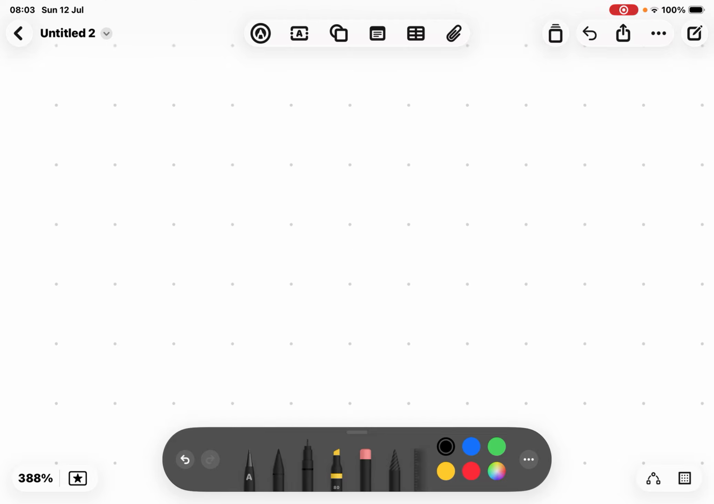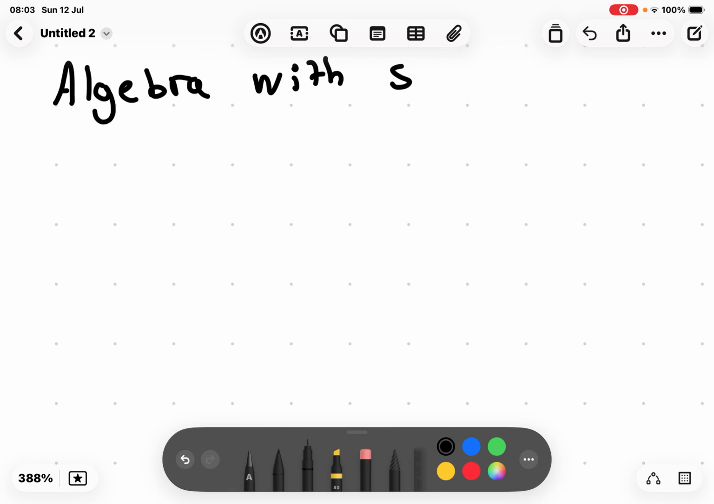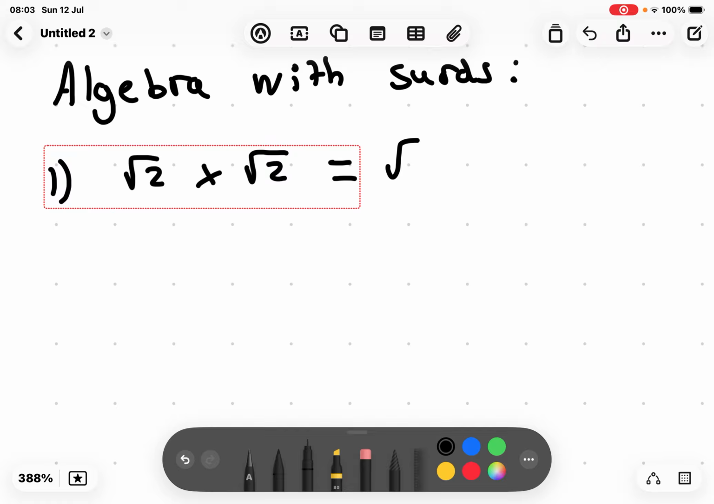And now comes the A-level part. Okay, so this is the A-level theory part. Also, first about algebra with surds. So the first question is this. As we already know, it's just going to be this, and this equals 2.